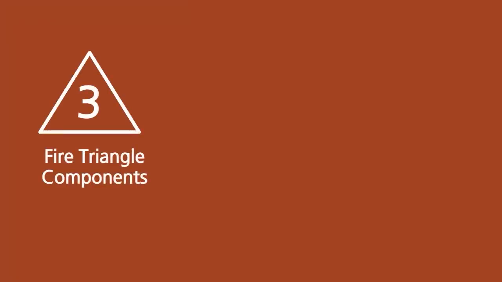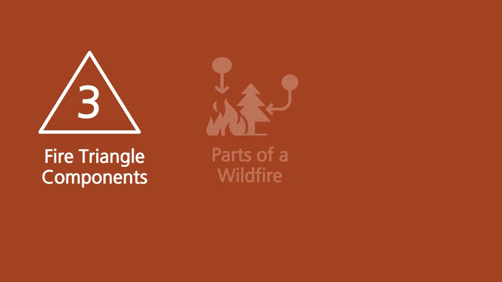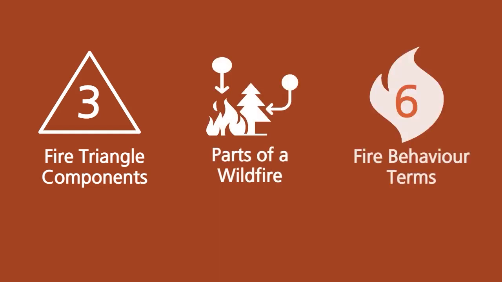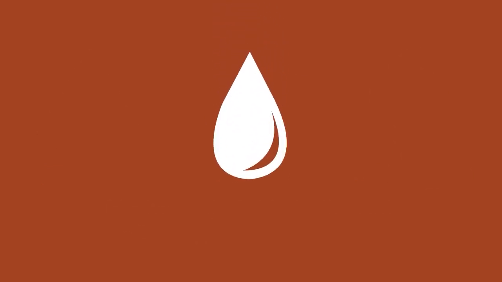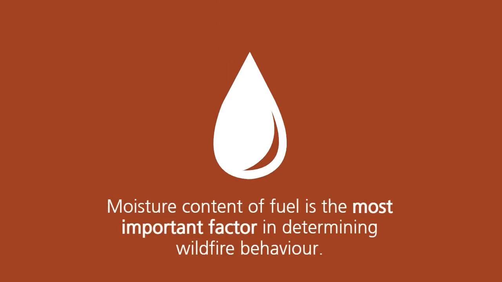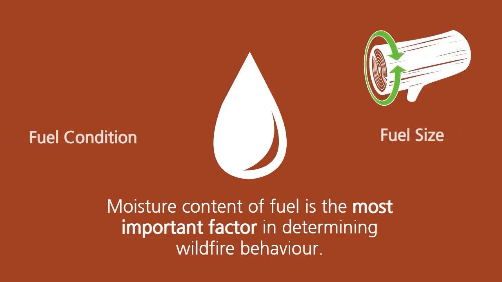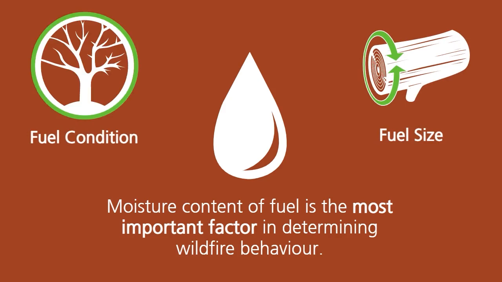So far we've explored the fire triangle, the parts of a wildfire, and the terms used to describe wildfire behavior. Next, we're going to take a look at some factors that influence fire behavior, starting with moisture content. The moisture content of the fuel is the single most important factor in determining fire behavior. The higher the moisture content of the fuel, the harder it is for the fuel to burn. Conversely, the lower the moisture content of the fuel, the more flammable it becomes.